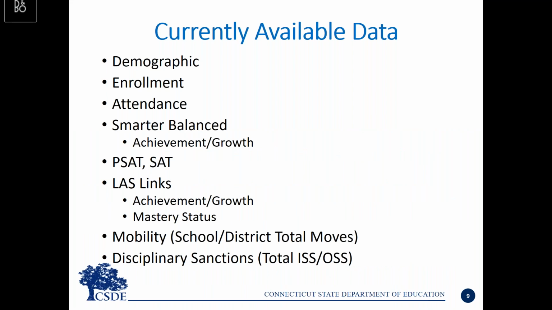The currently available data are listed on this slide. That first bullet point, demographic. When we talk about demographic data, there are a couple of ways we present this in the student summary. On what we're calling the dashboard of the student summary, you'll see data including a student's grade, age, gender, race, ethnicity, high needs status, special education and English learner status, and those are in blue boxes across the top of the report, which you'll see in a little bit.